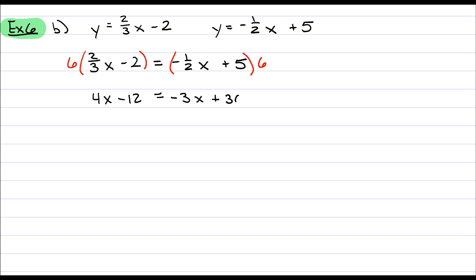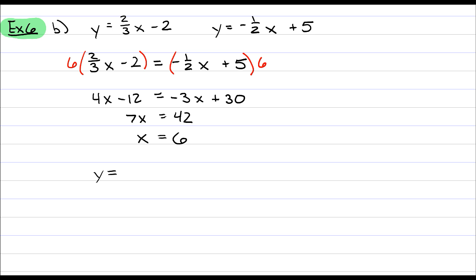Now I add 3x to both sides, and I also add 12 to both sides, and that's going to give me 7x equals 42, or x equals 6. So now I plug this into either of the two equations. It doesn't matter which one.